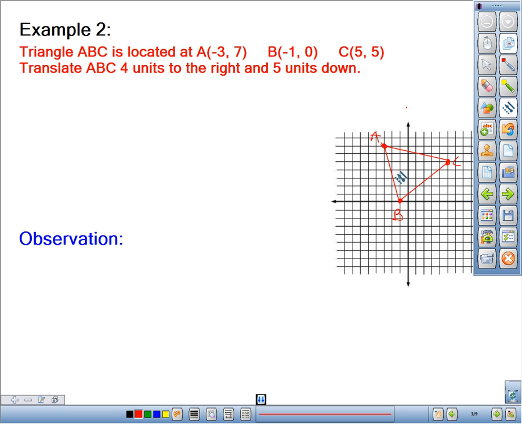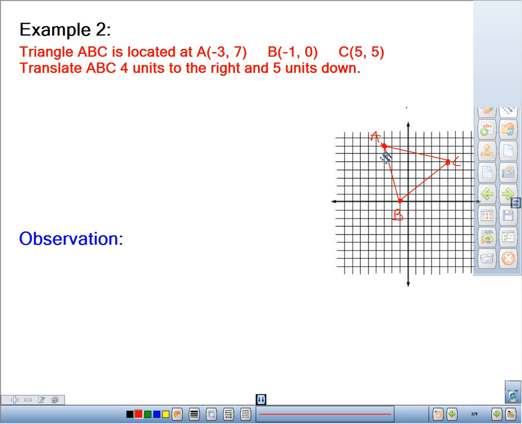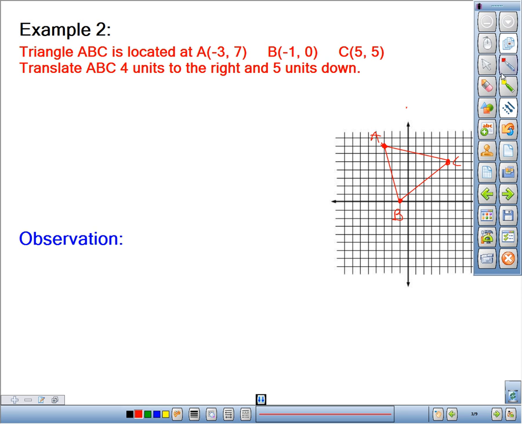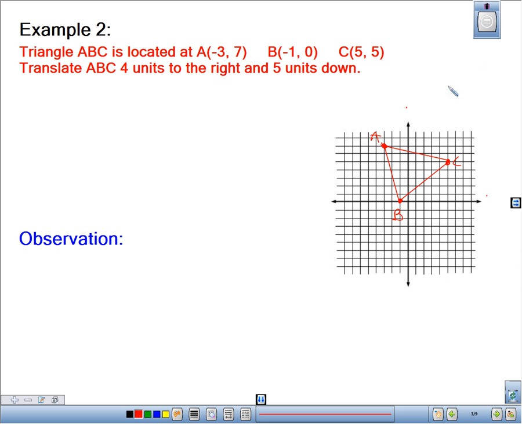When you do this on pencil and paper, though, a ruler might be nice, especially for some of those further distances. I'm cheating since I got a computer here. All right, well, let's talk about our translation. We're going to translate ABC 4 units to the right and then 5 units down.